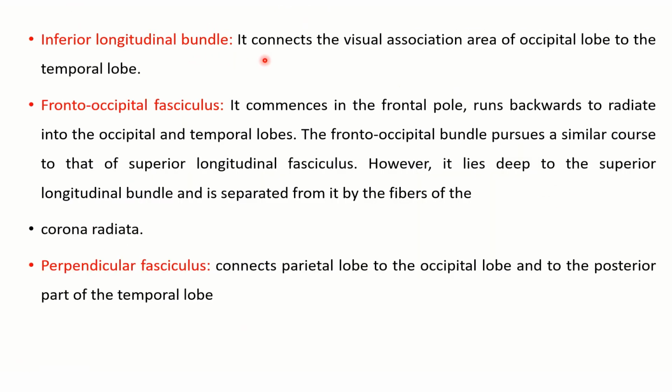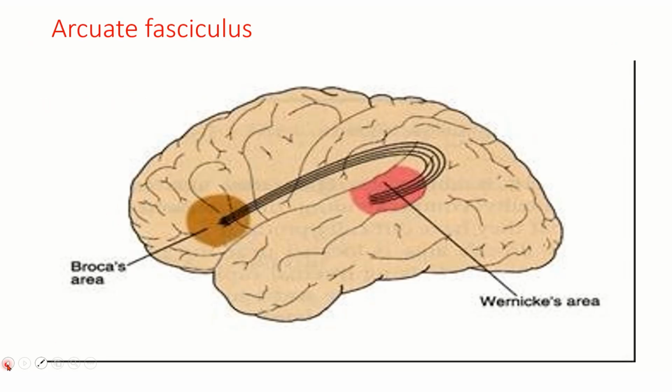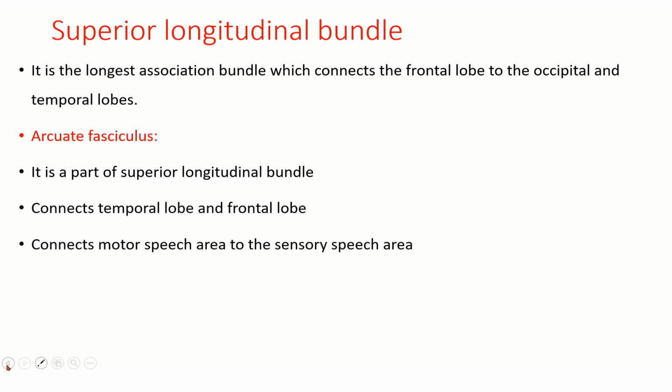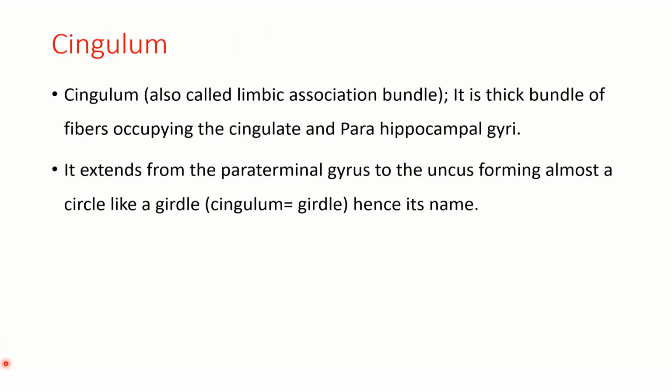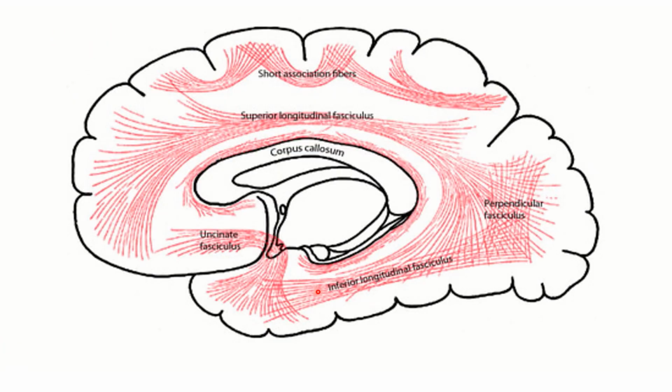Inferior longitudinal bundle. It connects the visual association area of the occipital lobe to the temporal lobe. I have shown you the inferior longitudinal bundle earlier. You can see here, this is the inferior longitudinal bundle.